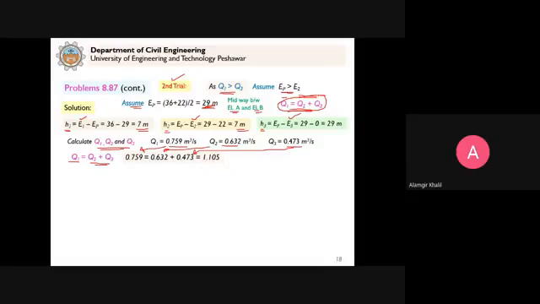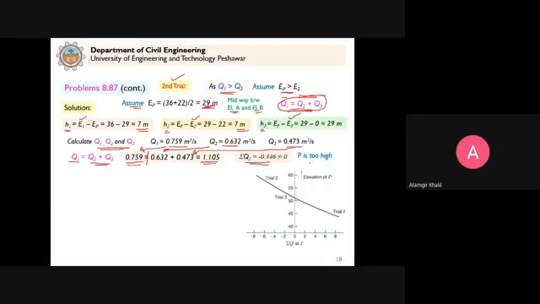So you can see here that this is not equal to this: 1.105 and this is 0.759. Clear? So we get some net summation of flows, that is minus 0.346, not equal to 0. So what we do, P is too high. We need to decrease the value of P. This P value is too high. We need to decrease the value of P.